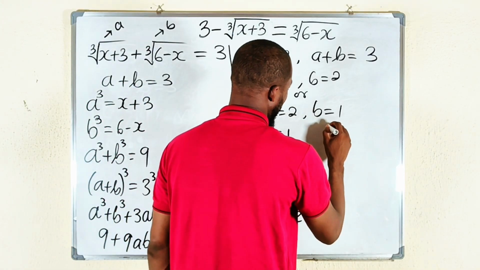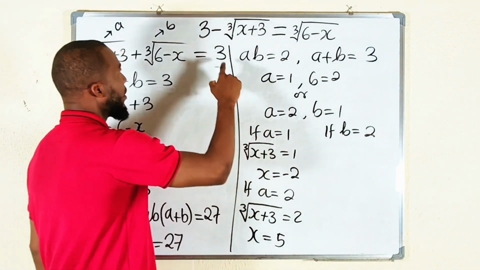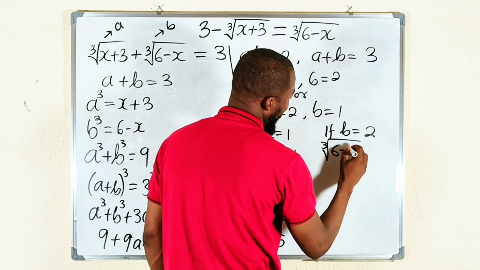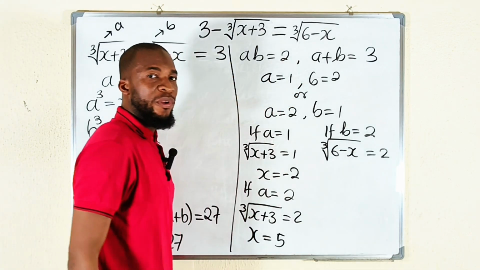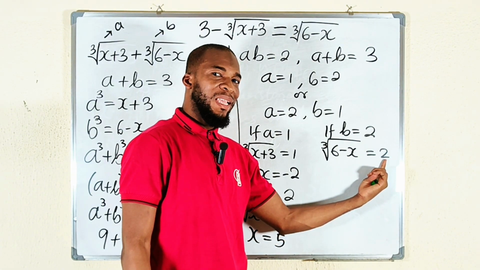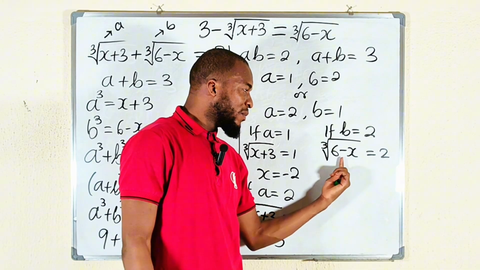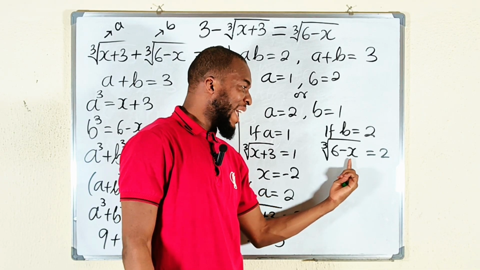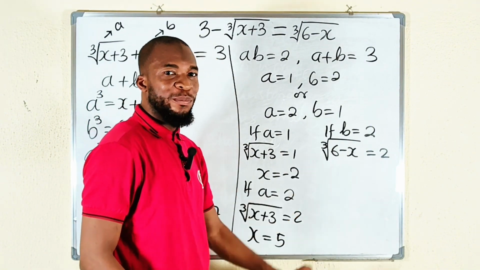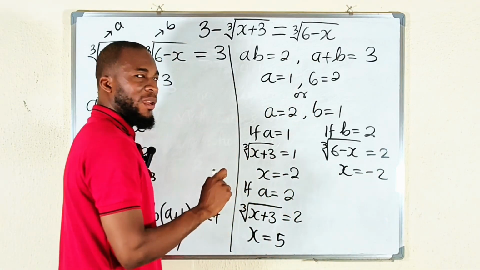Now for B, if B is equal to 2, that is the first B, plug it here, you have cube root of 6 minus x equals 2. Raise both sides to the power of 3. You have 6 minus x equals what? 8, because 2 times 2 times 2 is 8. So 6 minus x is 8. It implies that x must be minus 2, because 6 minus minus 2 is 8. So x here is equal to minus 2, just like this one.